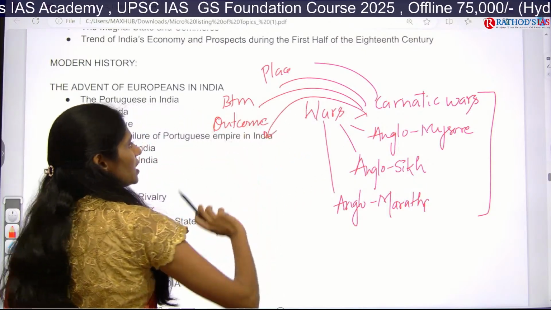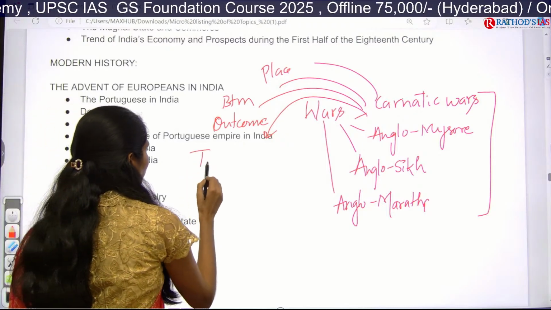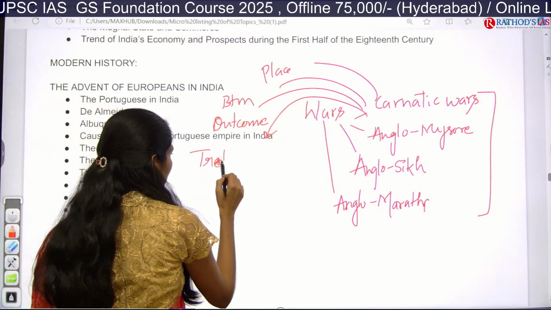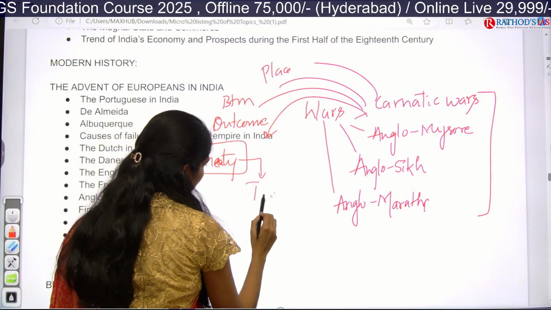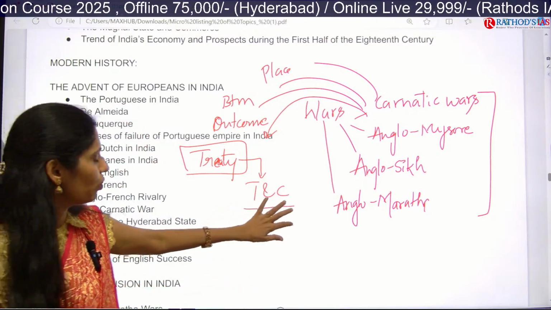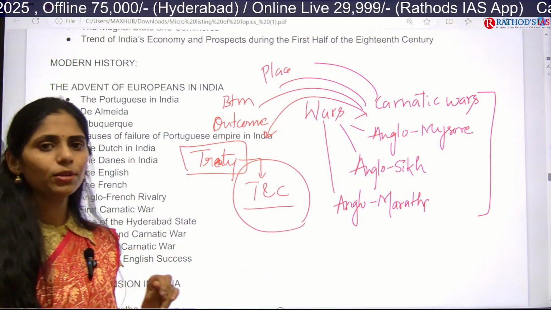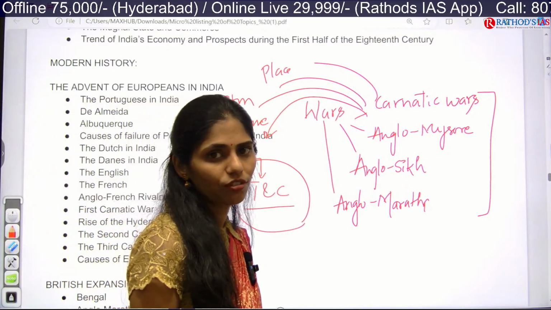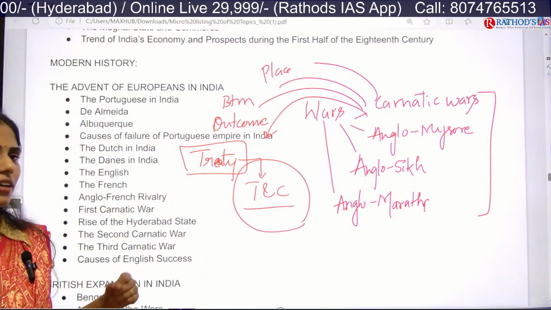And whenever there is any war, it will end with a treaty. So you have to know what that treaty is all about, and you have to see even the TNC, that is terms and conditions of that treaty. Nowadays UPSC is focusing on terms and conditions of the treaty. For example, there are the Treaty of Allahabad, Treaty of Aix-la-Chapelle, like that. You will be having many treaties, you have to know that.